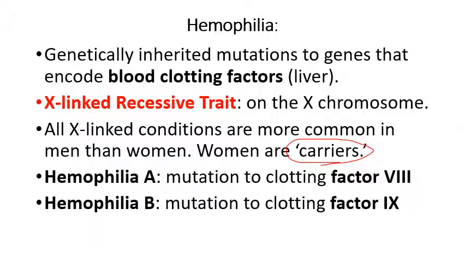All right, now hemophilia A is what you call it if you have a mutation to blood clotting factor 8, and hemophilia B is what you call it if you have a mutation to blood clotting factor 9.